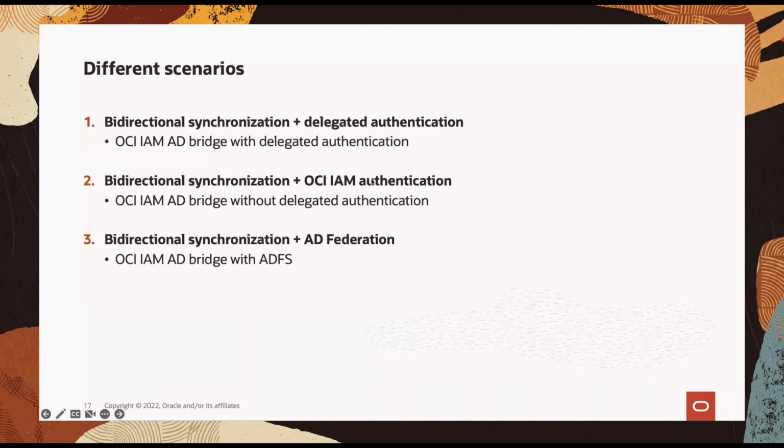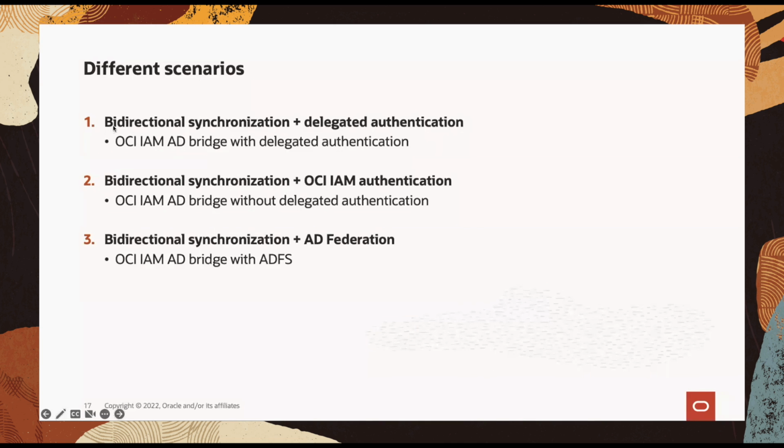Or how do we locally log into the IAM using the IAM local username and password? Or, I have a federation service, and how do I integrate that federation service with the IAM? So these are the three common scenarios we see when the customer goes with the Active Directory bridge or the Active Directory integration with the IAM, right?